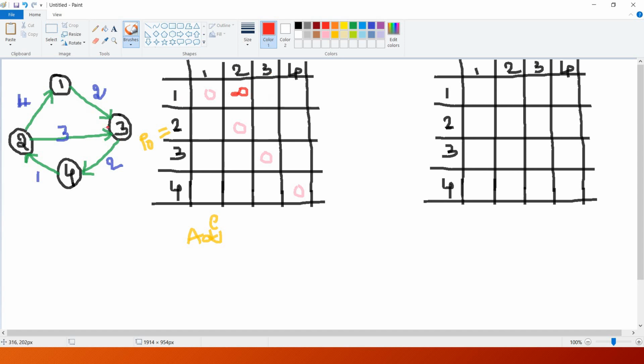Okay, so next one is 1 to 3. Is there any path from 1 to 3? Yes, there is a path from 1 to 3. So the 1 to 3 path is of cost 2. See, if this particular graph is an unweighted graph, then in place of 2, you have to make it 1. Otherwise, infinity. All diagonal elements are zeros. Are you getting my point?